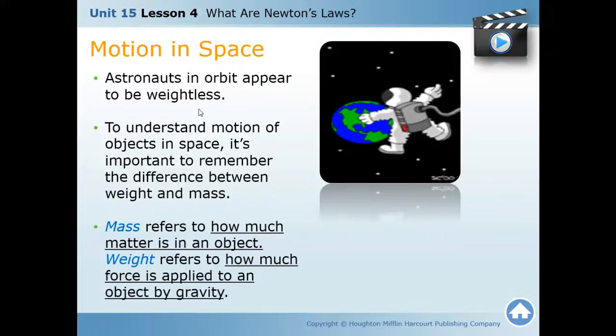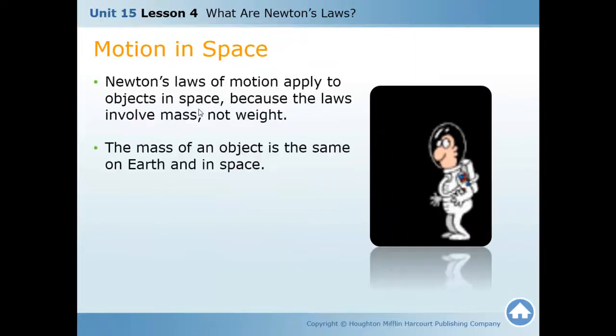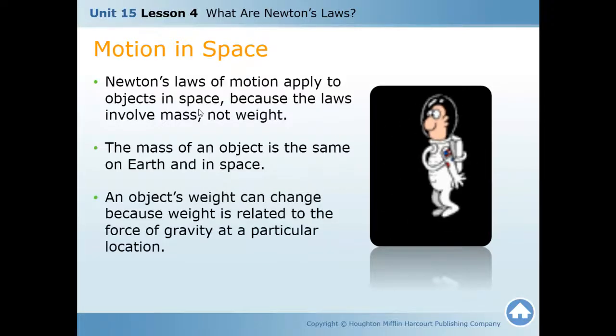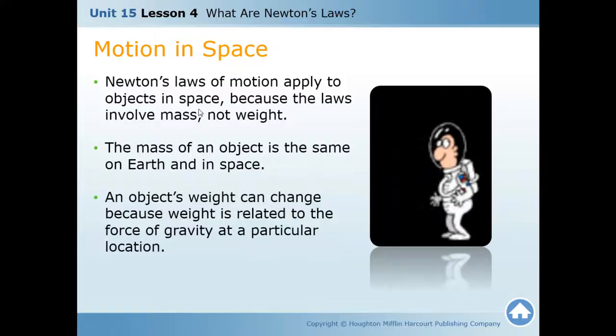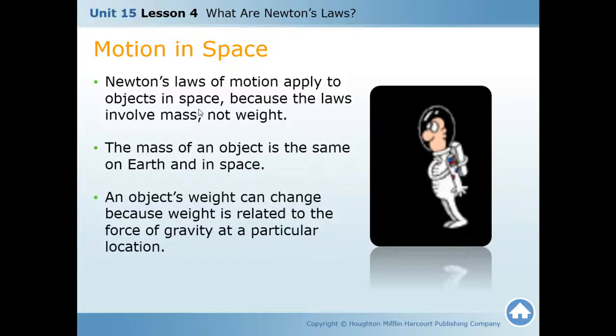By the way, gravity is a type of force. So when we say by gravity or by the force of gravity, both are correct. So when I ask you what is the difference between mass and weight: mass refers to how much matter is in an object. Weight refers to how much force is applied to an object by gravity. Newton's laws of motion apply to objects in space because the laws involve mass, not weight.